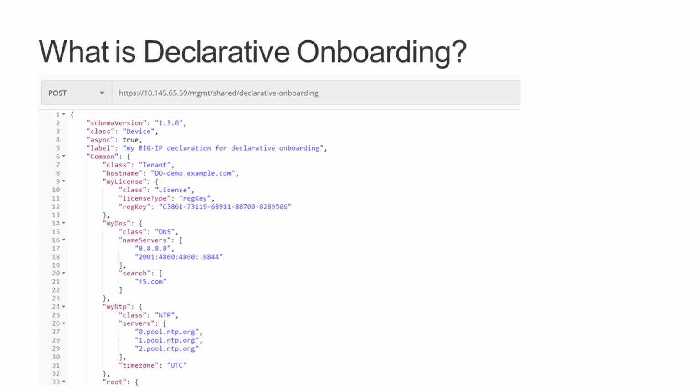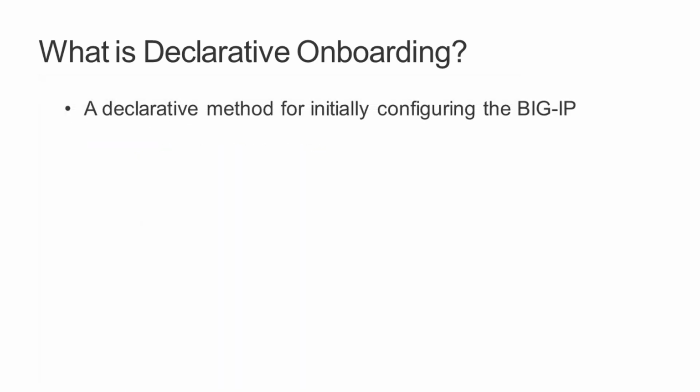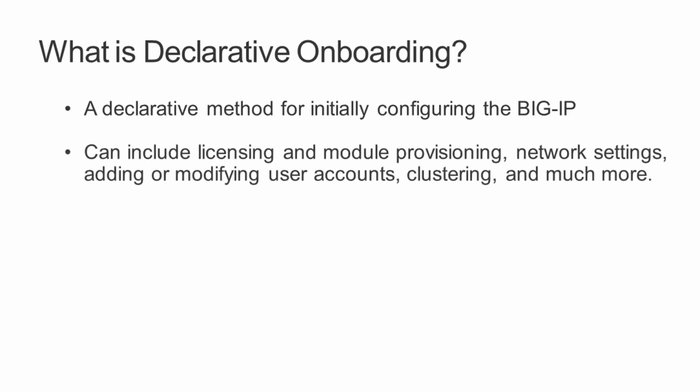As its name suggests, DO is a declarative method for initially configuring a BigIP device with all of the required settings to get up and running. This includes system settings such as licensing and provisioning, network settings such as VLANs and self-IPs, user account settings, clustering settings if you're using more than one BigIP, and more. It does not configure application service objects like virtual servers and pools.